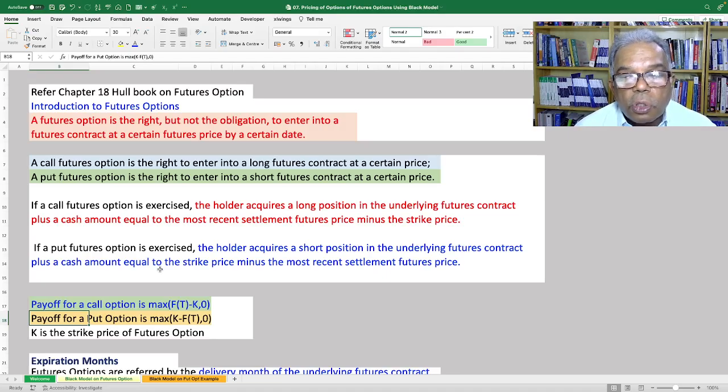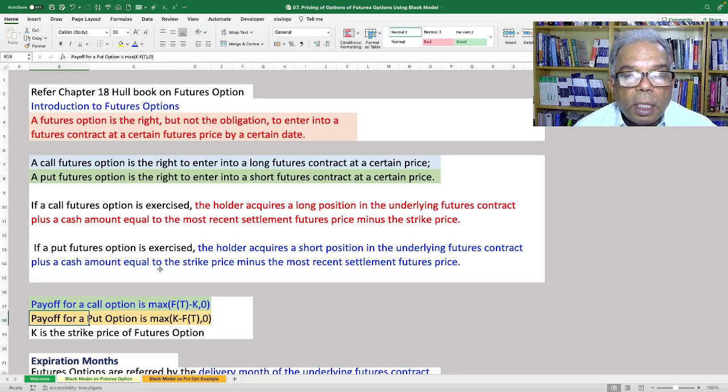If a call futures option is exercised, the holder acquires the long position in the underlying futures contract plus a cash amount equal to the most recent settlement minus the strike price. If a put futures option is exercised, the holder acquires the short position in the underlying futures contract plus a cash amount equal to the strike price minus the most recent settlement futures price.